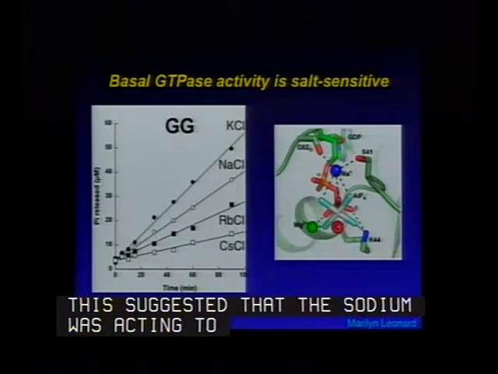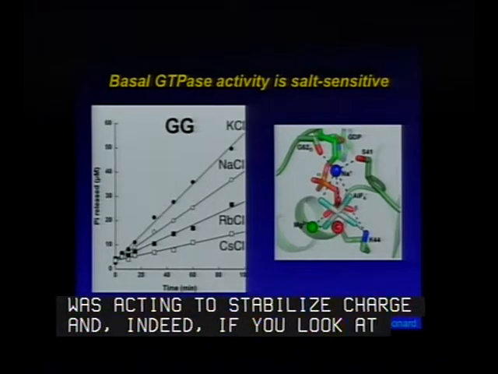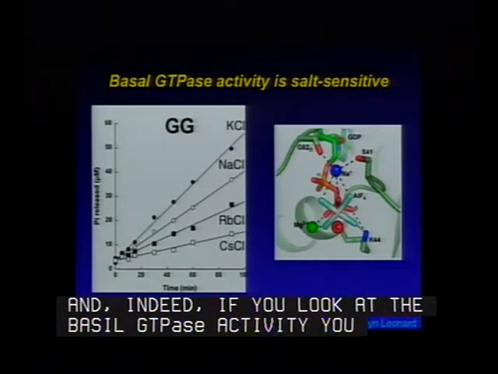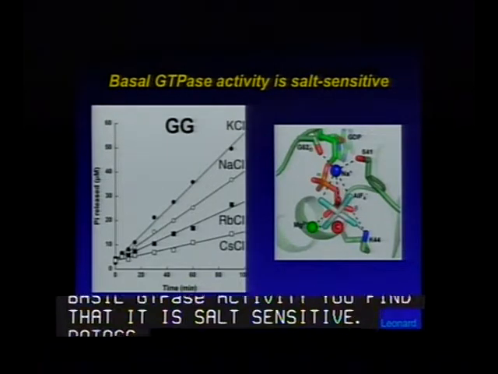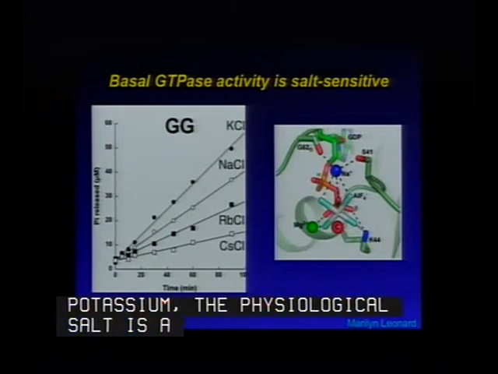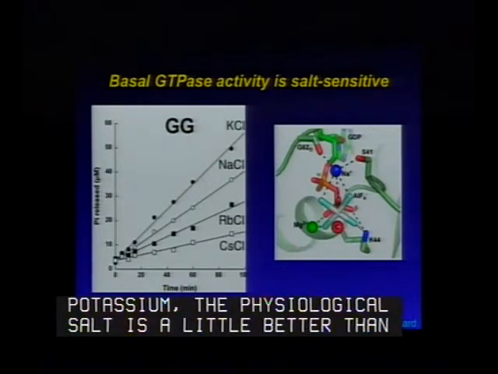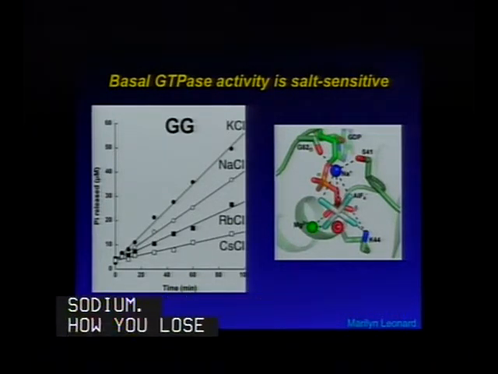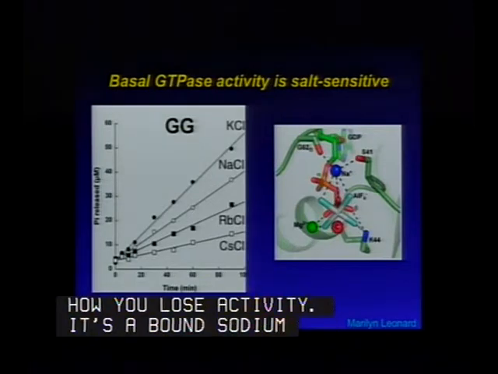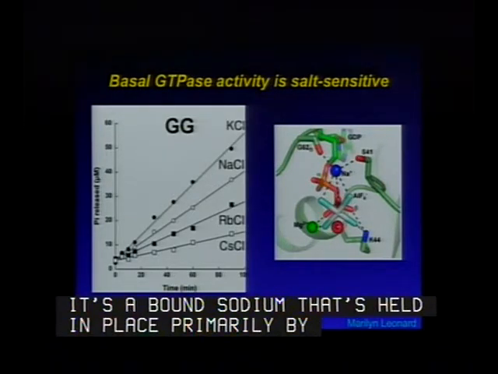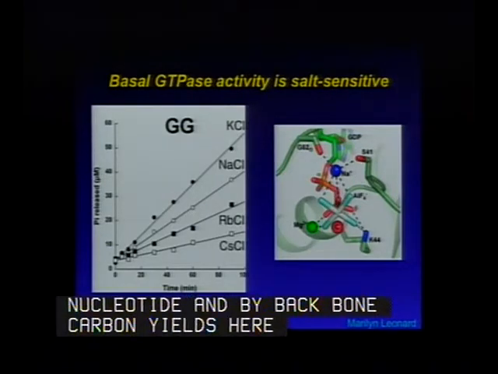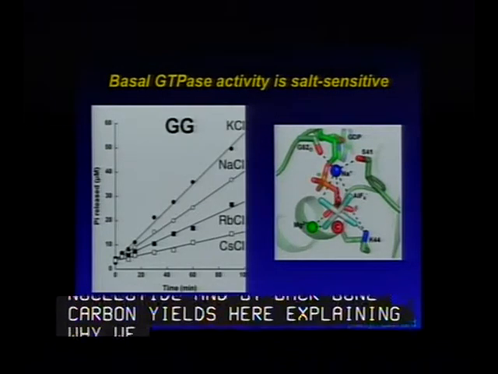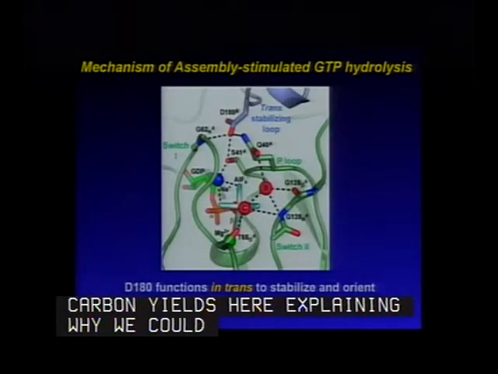And indeed, if you look at the basal GTPase activity, you find that it is salt sensitive. So potassium, the physiological salt, is a little better than sodium, but with these larger salts, rubidium or cesium, you lose basal GTPase activity. So it's a bound sodium that's held in place primarily by the nucleotide and by backbone carbonyls here, explaining why we could not mutagenize to create a defect in binding and not GTP hydrolysis.